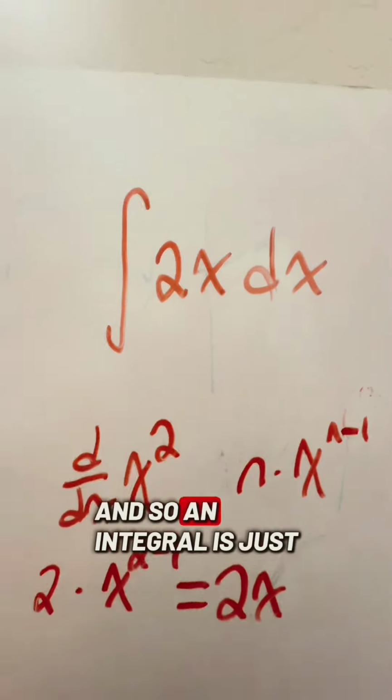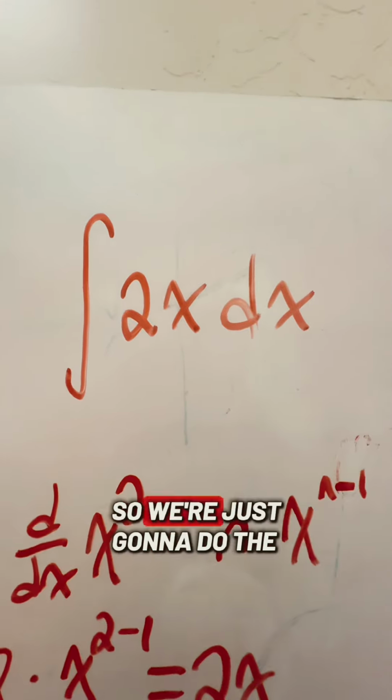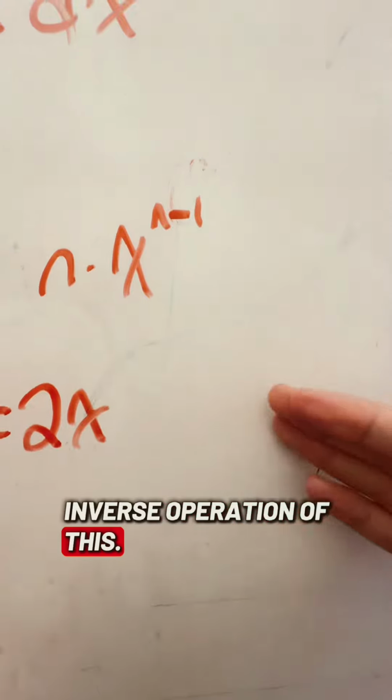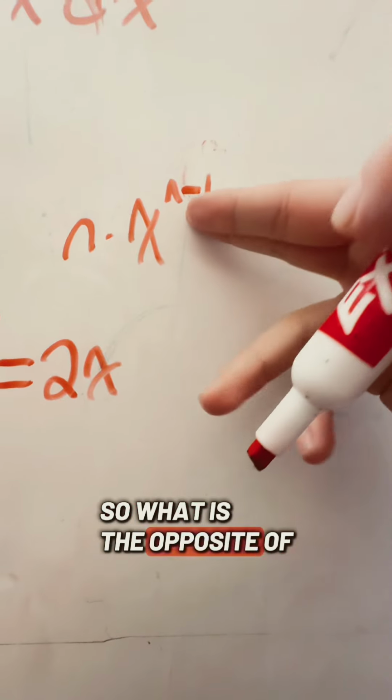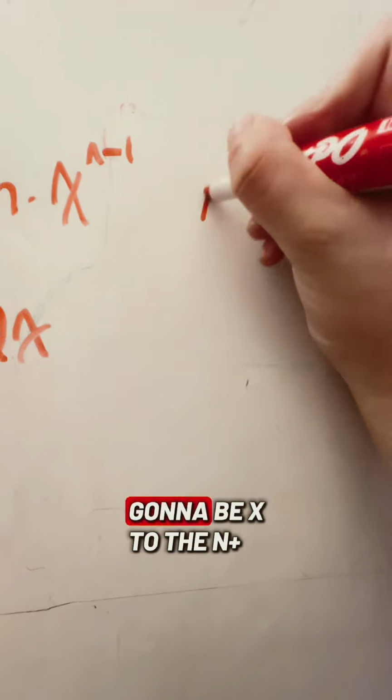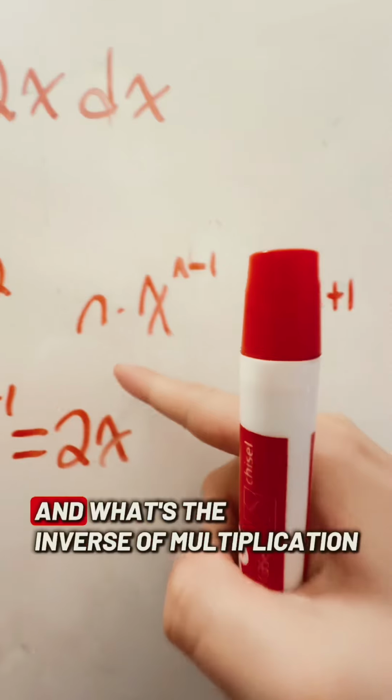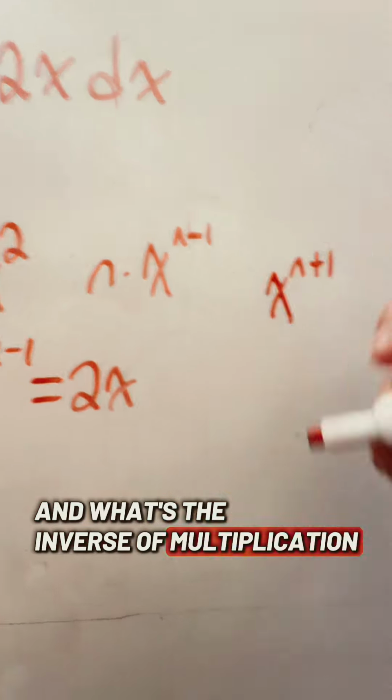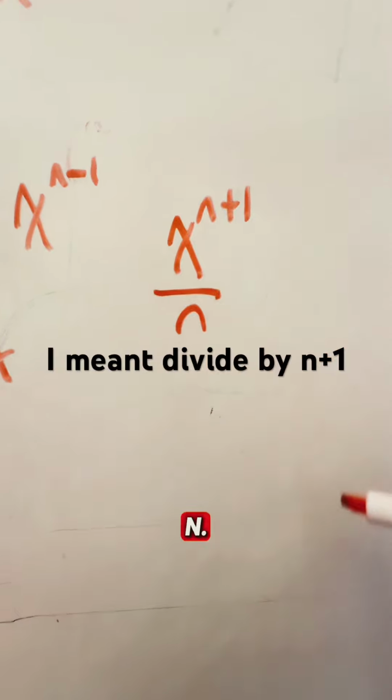And so an integral is just the antiderivative. So we're just going to do the inverse operation of this. So what is the opposite of minus? We're going to have plus. So it's going to be x to the n plus 1. And the inverse of multiplication is division, so we're going to divide it by n.